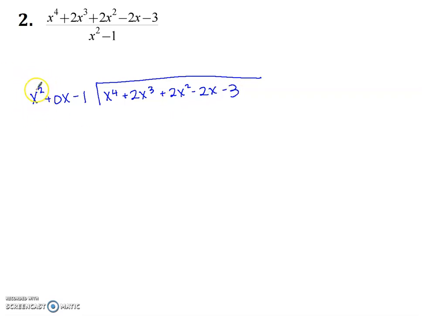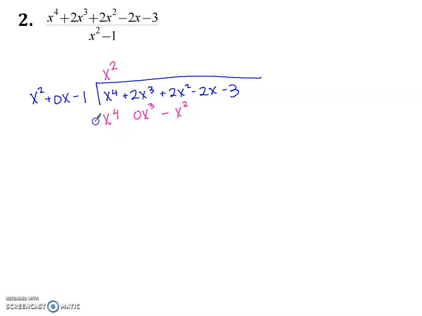So then I'm doing x squared times what to get x to the fourth. That'll be another x squared. Again, if you're not sure, do x to the fourth divided by x squared, that'll always give you what this number should be. So then distribute this x squared. So that'll be x to the fourth, 0x cubed, and a negative x squared.